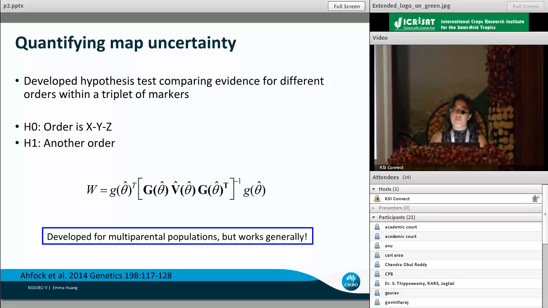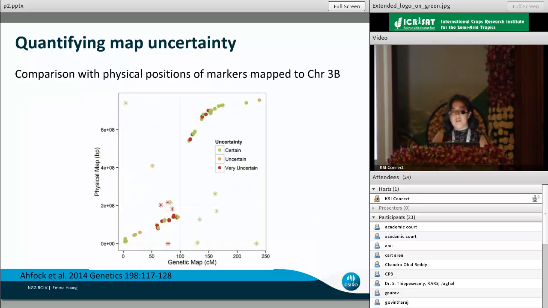And although he developed it specifically for multiparental populations, it actually works generally, so it can be used for looking at map uncertainty in other populations as well. And we've applied this to chromosome 3b, looking at triplets of markers across the genome and quantifying the map uncertainty. And then compared it to the physical map by actually sequence mapping the markers to the pseudomolecule. You can see there are regions in the middle which are red, so they're more uncertain, and that's because we have a large number of markers in those locations. They're much closer together. It's harder to tell if we have the correct order.